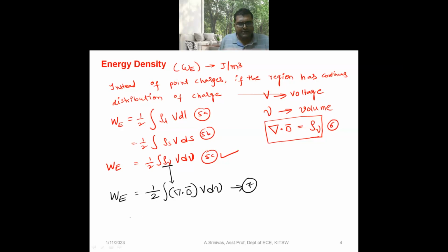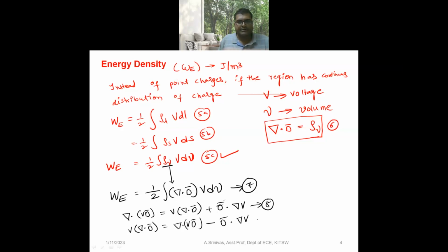And from calculus, we know the identity: del dot (V D) is equal to V (del dot D) plus D dot del V. Equation 8. And V (del dot D) is equal to del dot (V D) minus D dot del V.